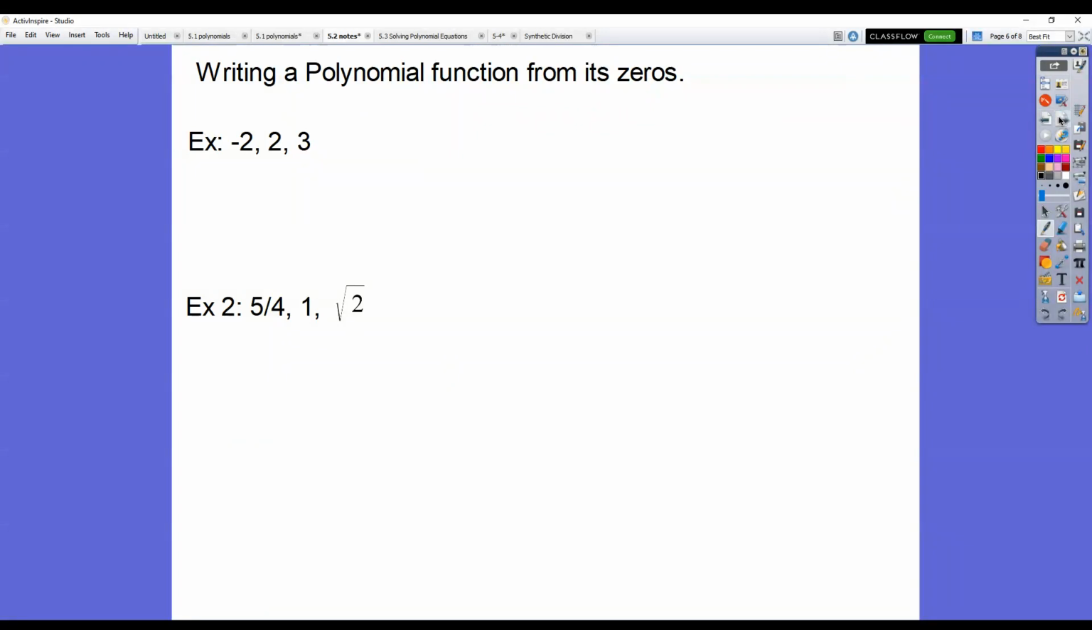Okay, next one, writing a polynomial function from its zeros. This is what this means. I have x equals -2, x equals 2, and x equals 3. We're going to work backwards.